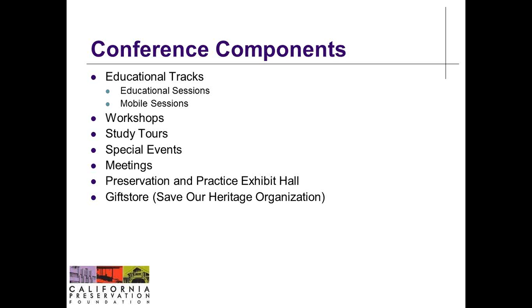There are 5 educational tracks this year, and the way the conference is organized is that we create 4 to 5 educational sessions under each track, and 1 mobile workshop. The typical arrangement is 4 90-minute sessions, and 1 3 to 4 hour mobile workshop. This year we have some extended sessions. I believe from one of our tracks, at least, we have a 3-hour session on climate change.